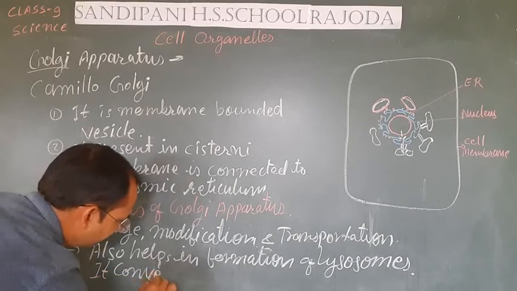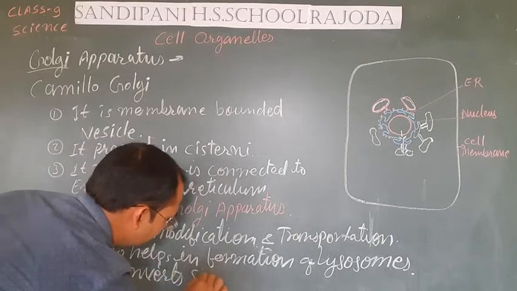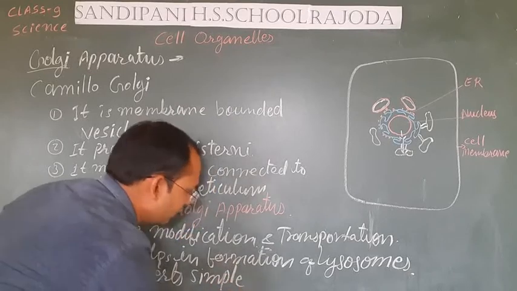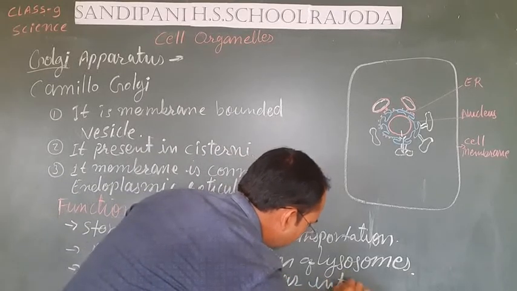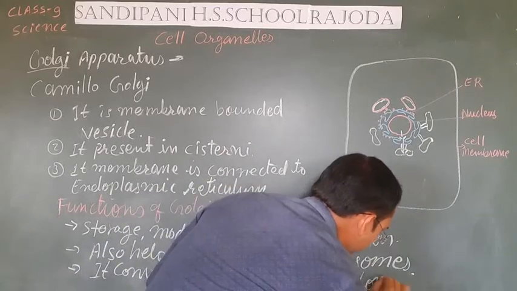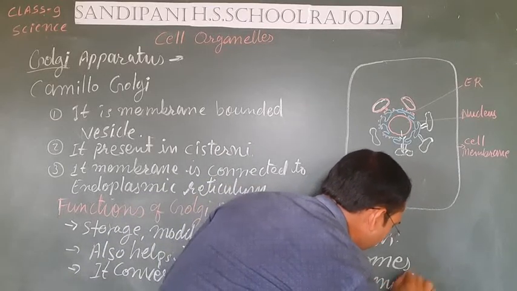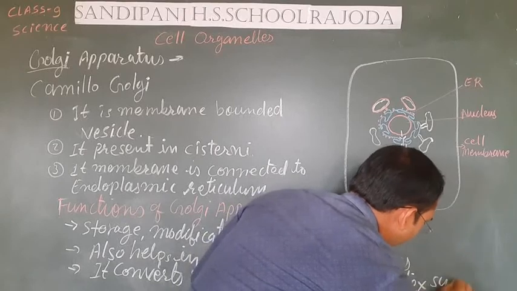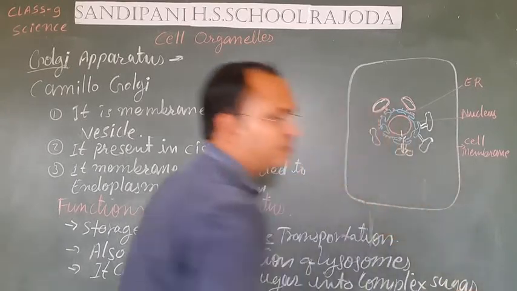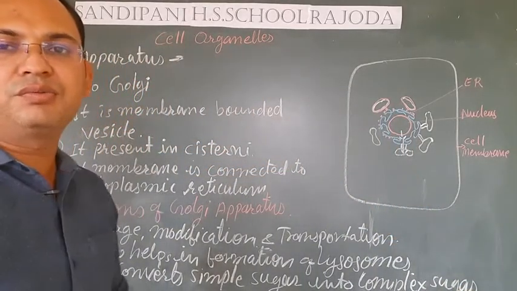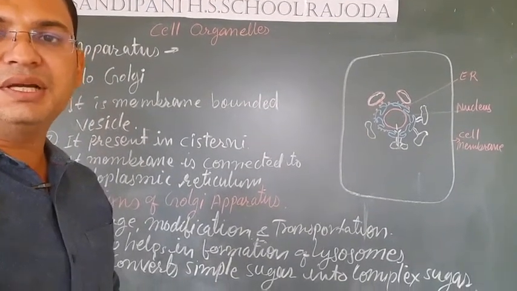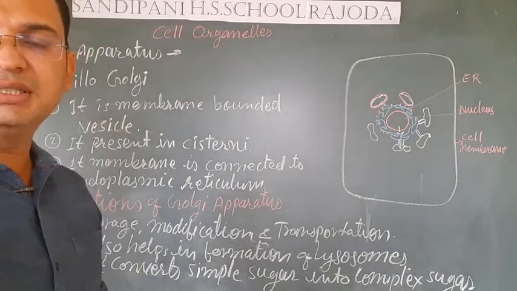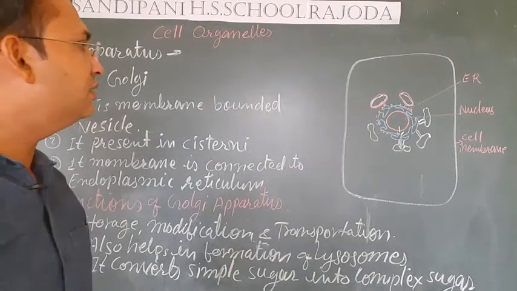It converts simple sugar into complex sugar. So, students, these are the three important functions performed by the Golgi apparatus inside the cell.